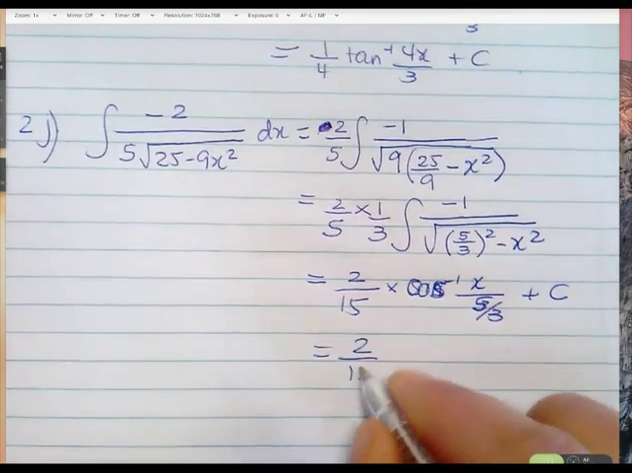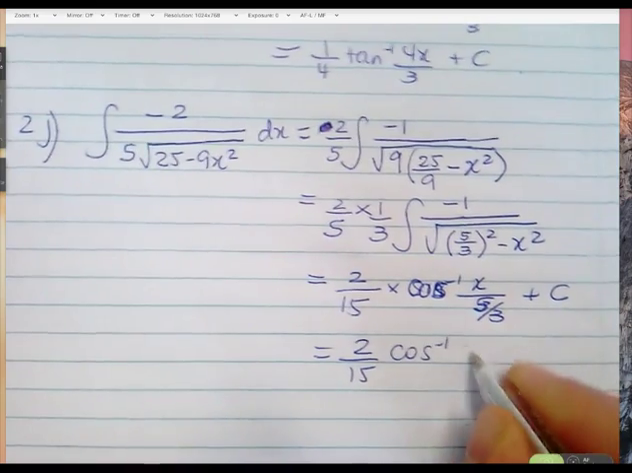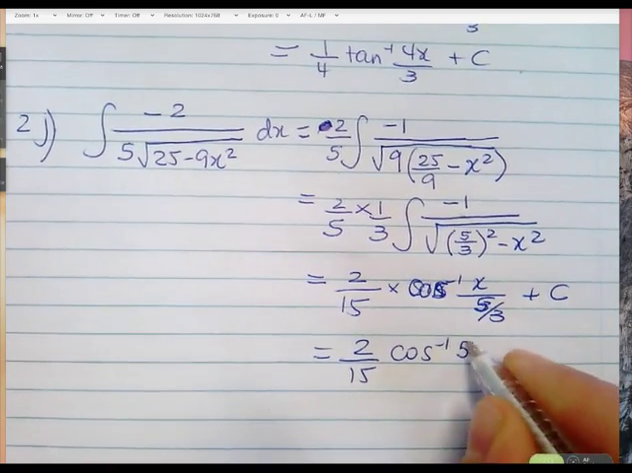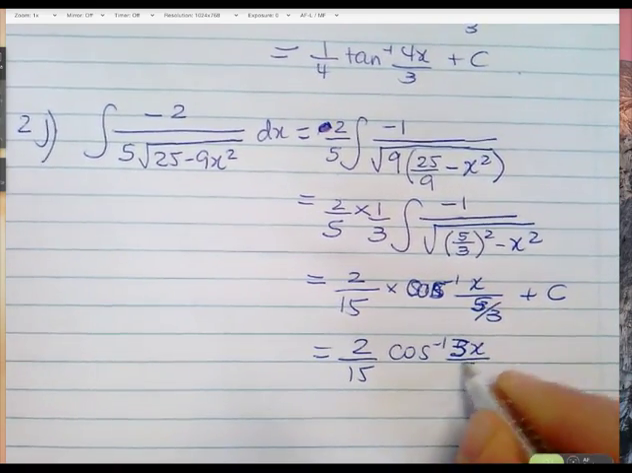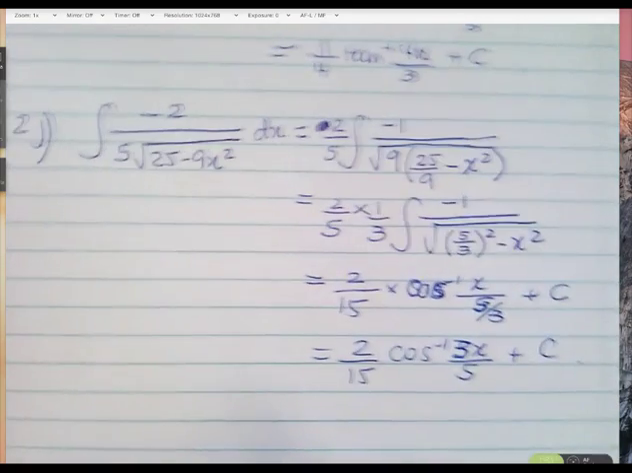So it's 2 over 15 inverse cos of 3x on 5. I keep doing it wrong. 3x on 5 plus c. Or you could have minus.